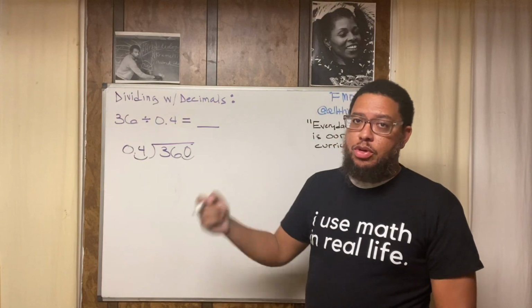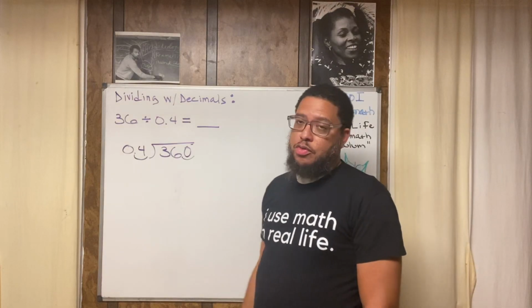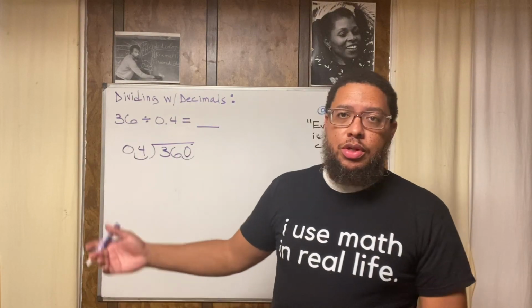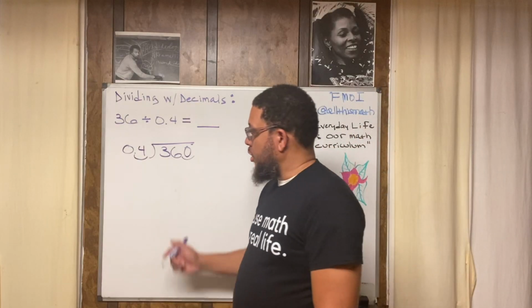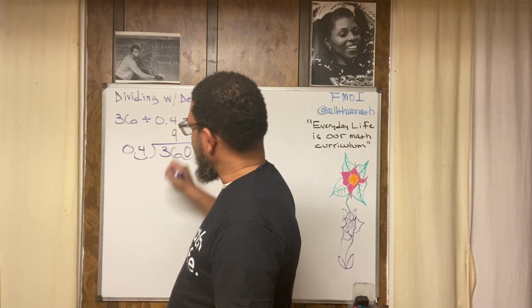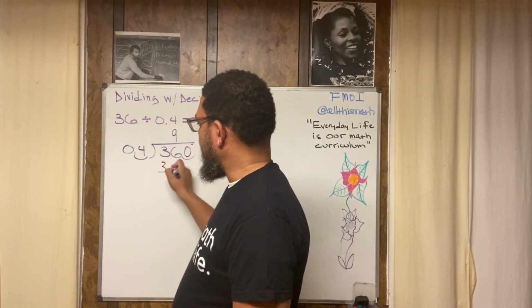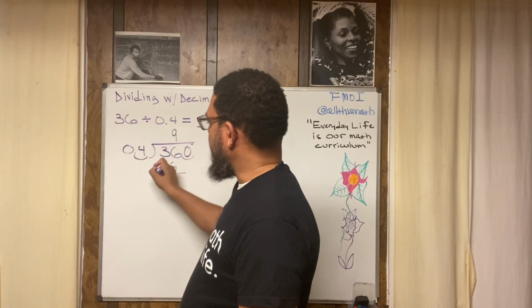This is why it's important to know your multiplication facts by heart, and also because if you know them, you're going to know your division facts by heart at the same time. If you know that 4 times 9 is 36, you're going to know that 36 divided by 4 is 9. So you're going to write the 9 above the 6 right there. Then you multiply. 9 times 4 is 36. Write the product right there underneath. Then you go and subtract.